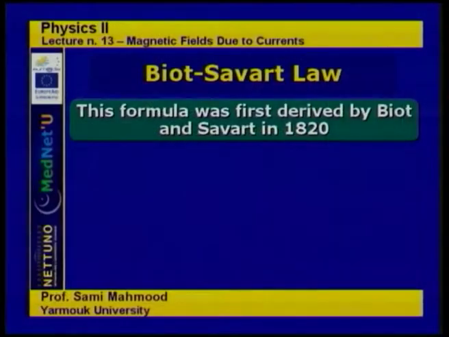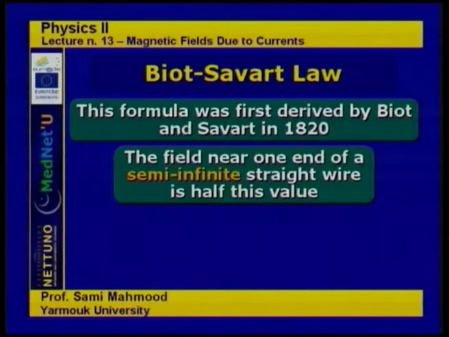This formula for the long straight wire was derived by Biot and Savart in the year 1820. And the field near one end of a semi-infinite straight wire is half this value, as we just mentioned. It's just if we take the limits from 0 to infinity, rather than from minus infinity to plus infinity in the same integral as before.